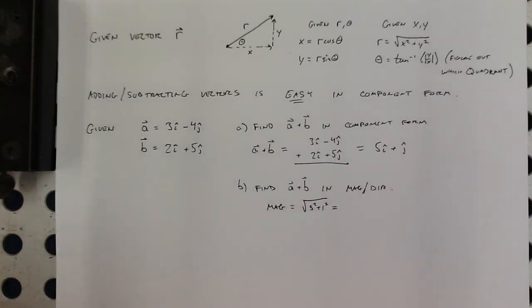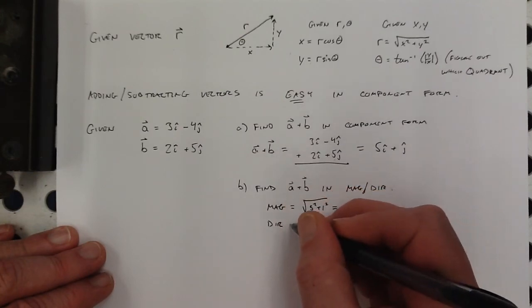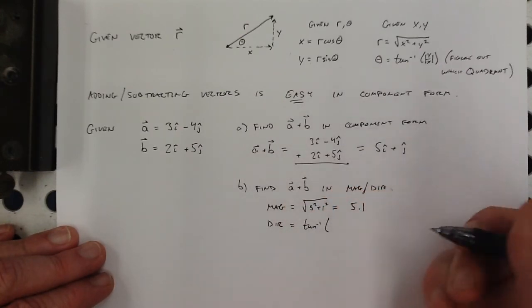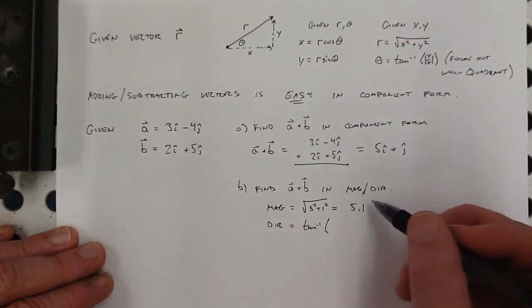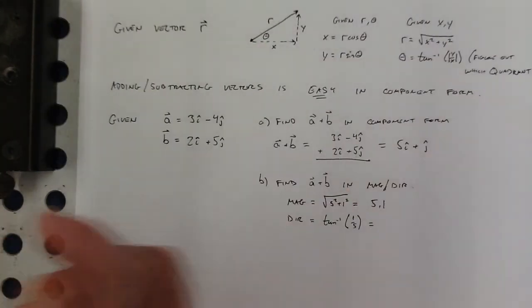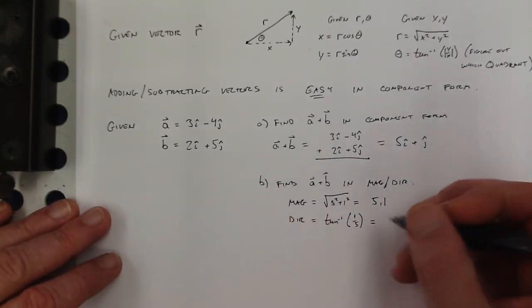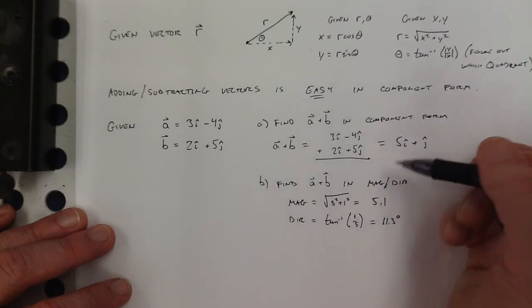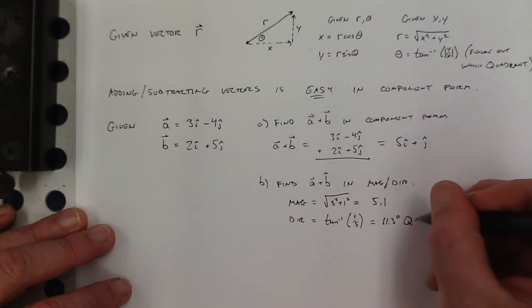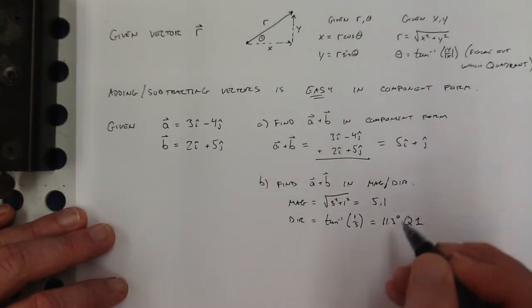This is physics class, so I'm going to pop that into my calculator and tell you that that's about 5.1. And the direction is the tangent inverse of rise over run. That's y over x. So that's 1 over 5. And I'm just going to make sure my calculator is in degree mode. It wasn't. And do the tangent inverse of 1/5, and that's 11.3 degrees. These are both positive, so I'm in the first quadrant. So you could say 11.3 degrees above the positive x-axis, but we mean into quadrant 1.